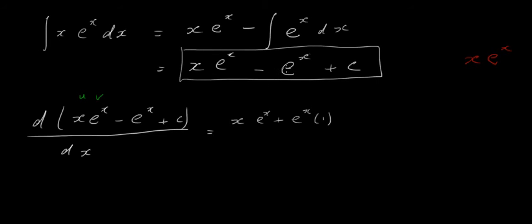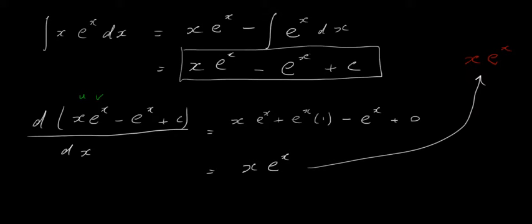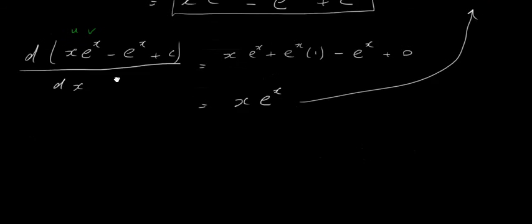Now I'm going to differentiate this bit here actually, so it's going to be minus, you differentiate e to the power of x, you get e to the power of x, and if you differentiate the constant here, you'll just get 0. So if you look at this, what do you end up with? Plus e to the power of x minus e to the power of x, and we're just left with this bit here, which is x e to the power of x. So look, we did end up with our original function when we differentiated. Okay, so that seemed to work okay for us.